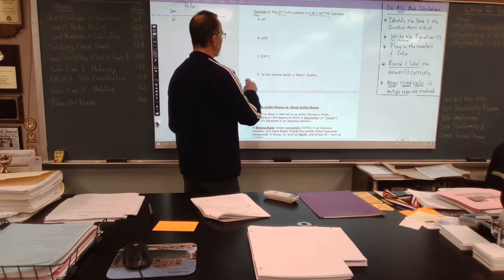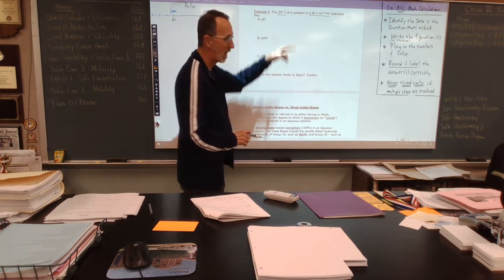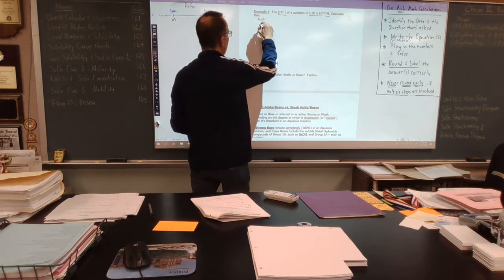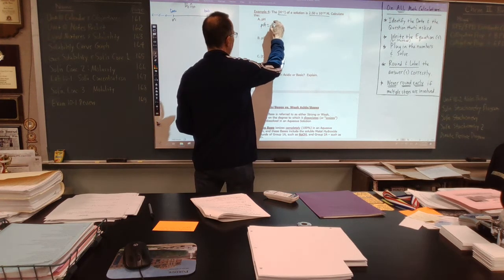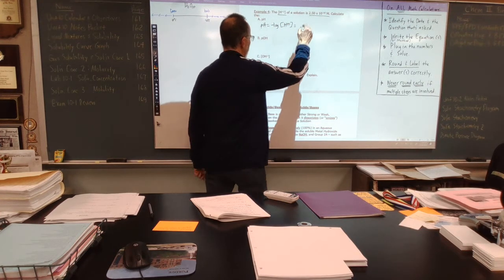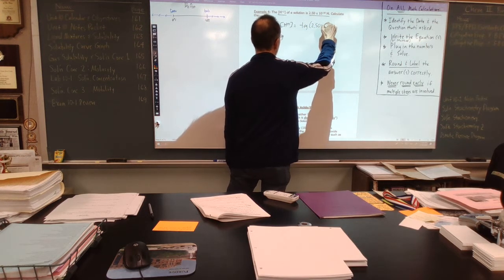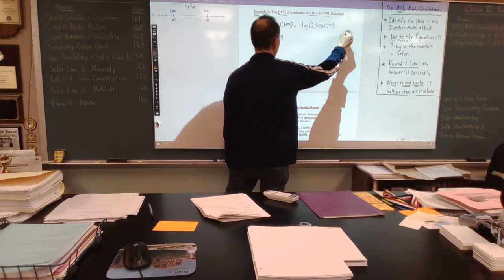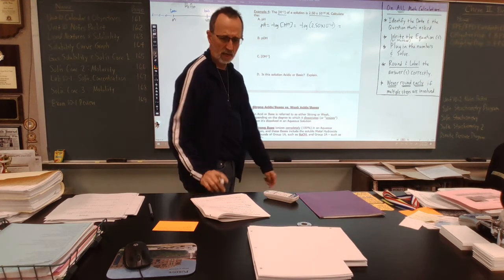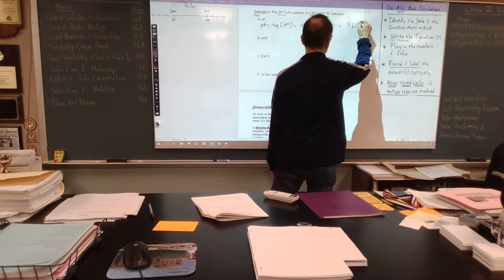So first it wants us to find the pH. We have a direct link between pH and hydrogen ion concentration. pH is equal to the negative log of the hydrogen ion concentration, so the negative log of 2.50 times 10 to the minus 10. And to 3 sig figs, that would be 9.60.